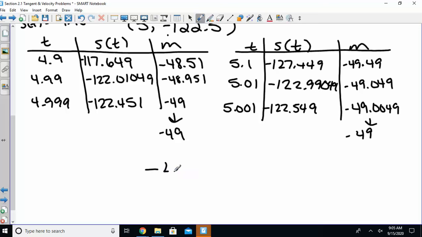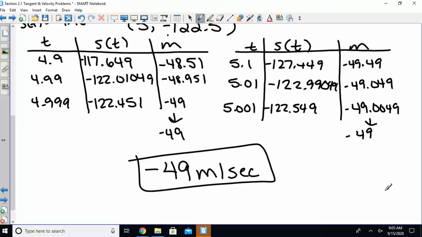So we would estimate our velocity at 5 seconds to be negative 49 meters per second. Why would we have a negative velocity? It's going down. Velocity is just like speed with direction. Okay, so this idea, like what we were doing yesterday with the tables, that is actually calculating a velocity, more specifically the average velocity. We can also talk about instantaneous velocity.